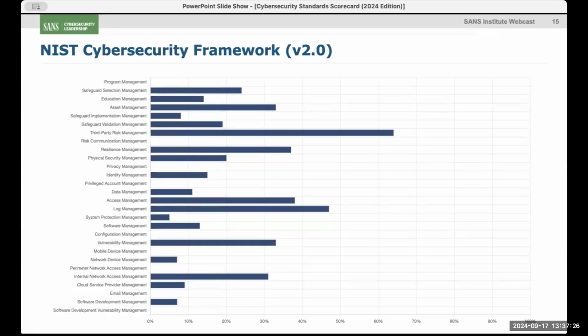So you see each of those topics on the left: program management, education, safeguard implementation, et cetera. If you look at the top, it's going to be more governance oriented. And then at the bottom, you're going to see more of the technical controls: data management, access management, log management, et cetera. And it's interesting, that really big bar in the middle, third-party management, I mean, that's third-party risk management, something they've really been focused on.